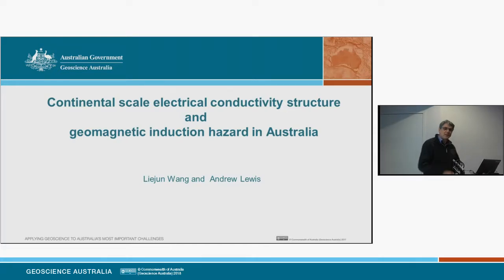It's an honour to have the opportunity to present our work today, and a real bonus to receive the prestigious Raggett Award. This morning I want to talk about our work on the electrical conductivity structure of Australia and applying that work to contribute to the study of hazard posed by geomagnetic induced currents to electrical power networks.